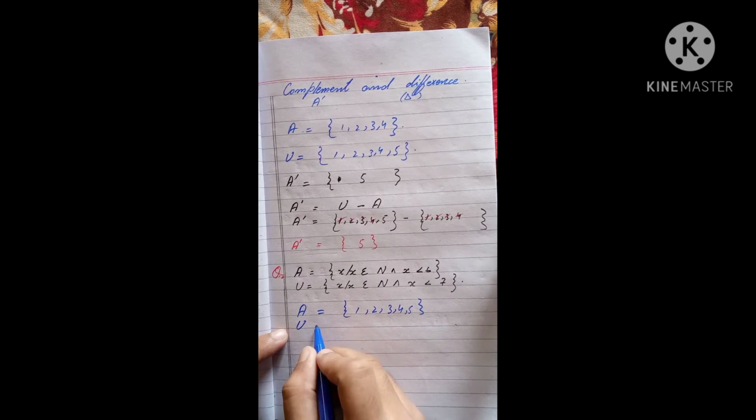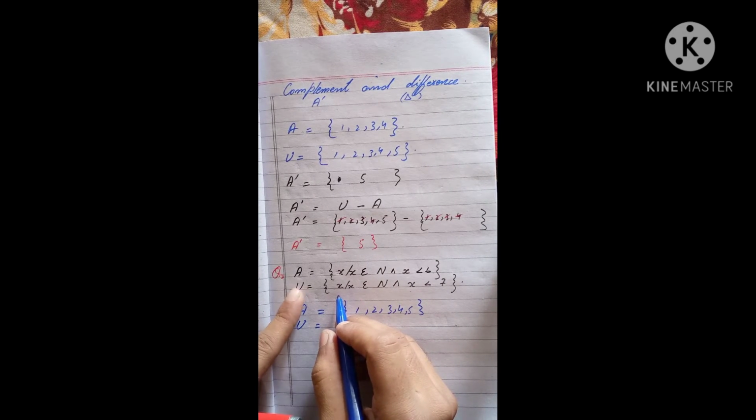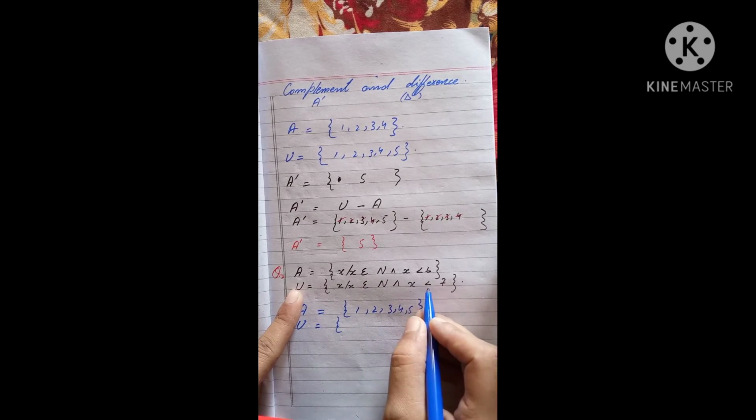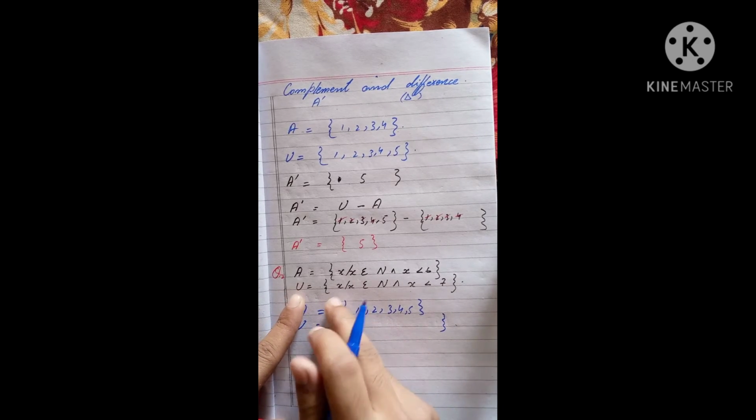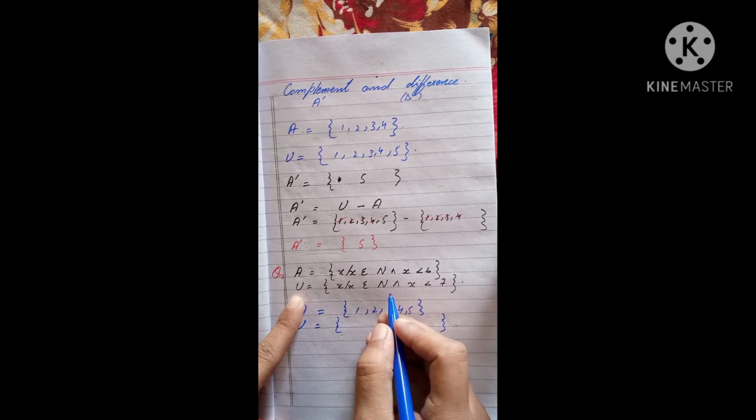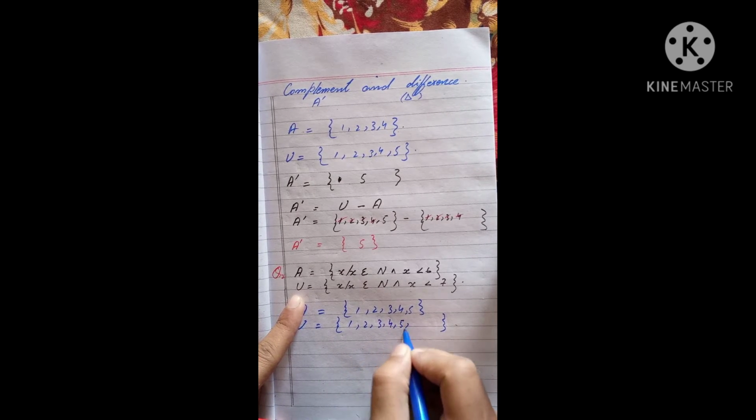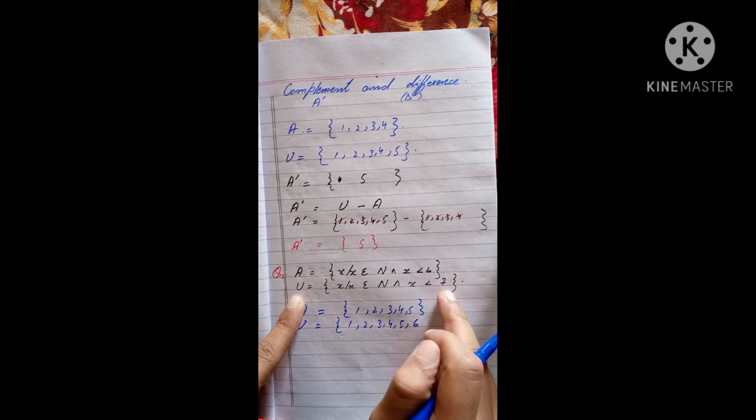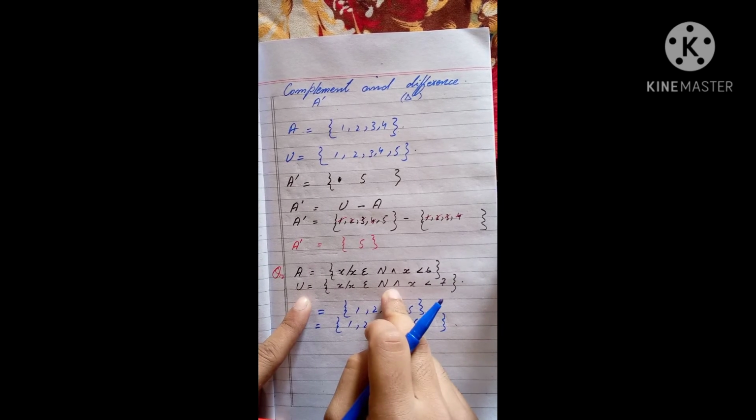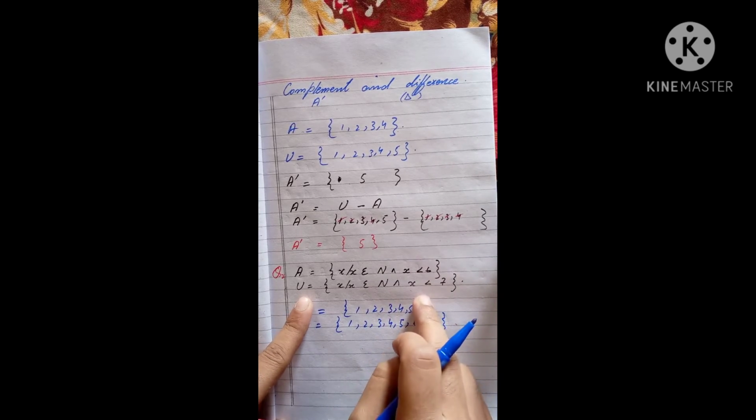Now we convert the universal set. The universal set is the set of all x such that x belongs to natural numbers and x is less than 7. Now we convert the universal set into tabular form. It can be written as natural numbers starting from 1: 1, 2, 3, 4, 5 and then 6. We don't include 7 because x is less than 7, so the final element of our set is 6.